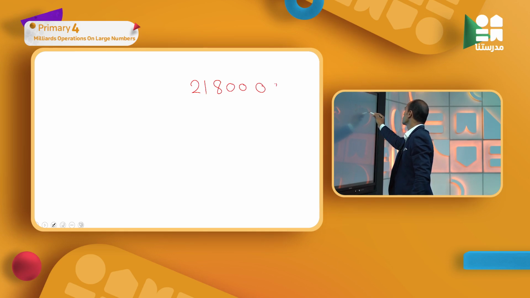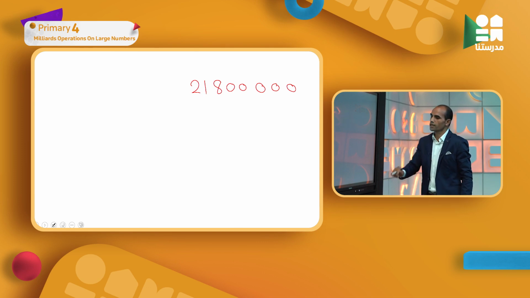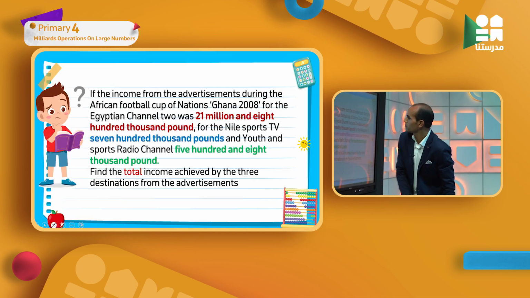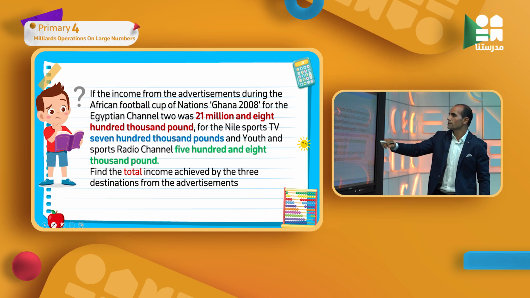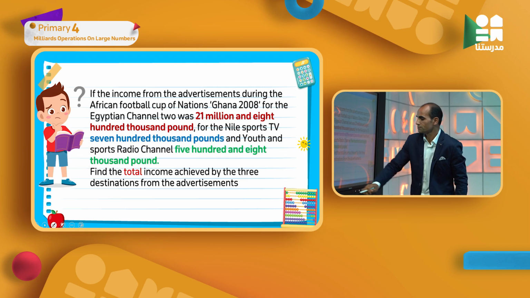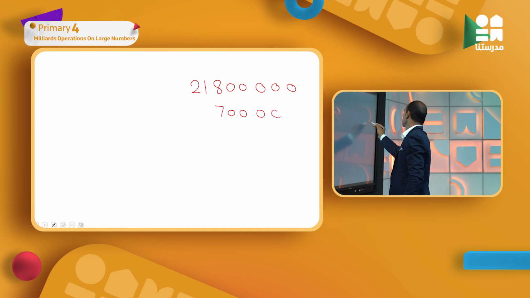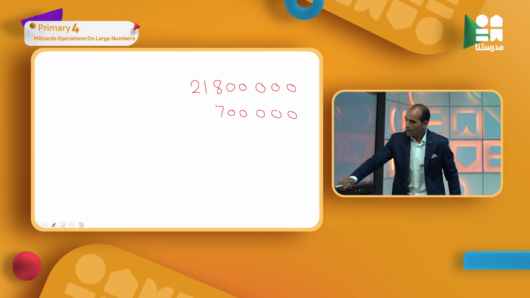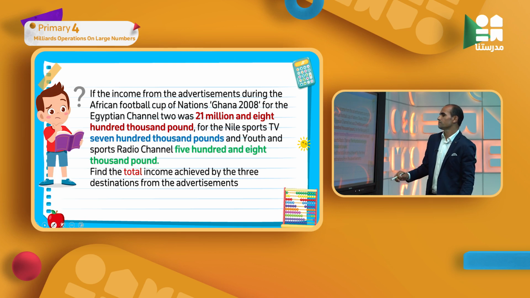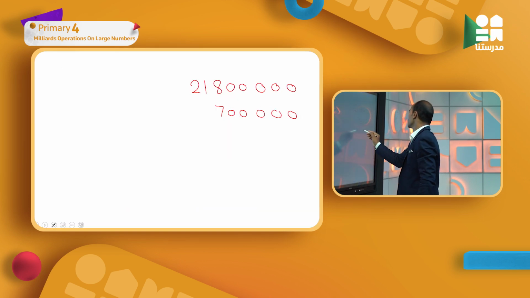21,800,000 pounds. This is the number in its standard form. Okay, let's go back and look at the next number, 700,000 pounds. 700,000 pounds will look like this. Okay, and the last number is 508,000 pounds.